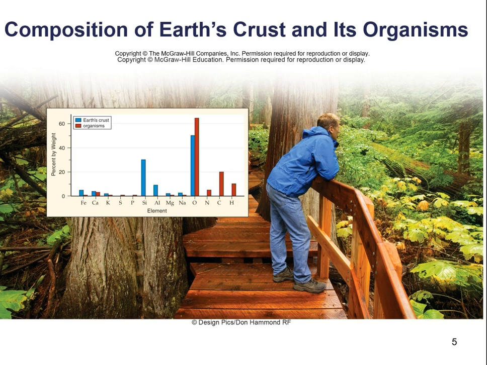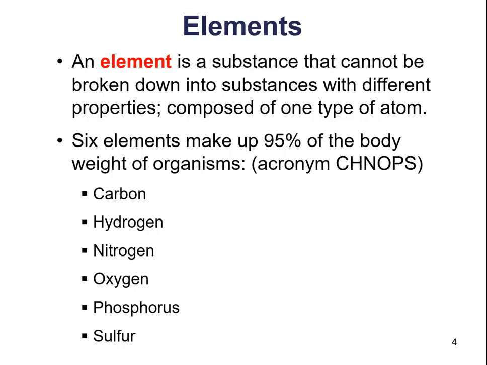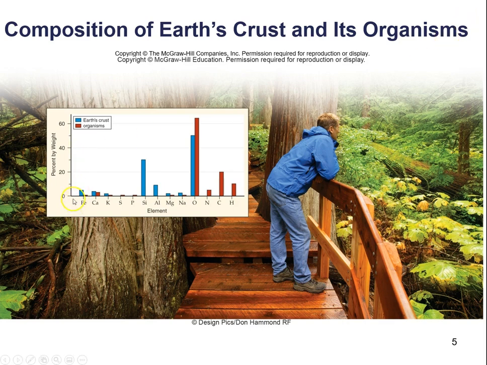Now let's compare the types of elements in the Earth's crust versus the elements we just mentioned in organisms. Remember, these are the 6 elements that make up 95% of the body weight of organisms, but there are also other elements as well, okay? If you compare those, this is basically percent by weight. In blue is Earth's crust, and you can see the different elements here. Red is living organisms, so you can compare what you have here.